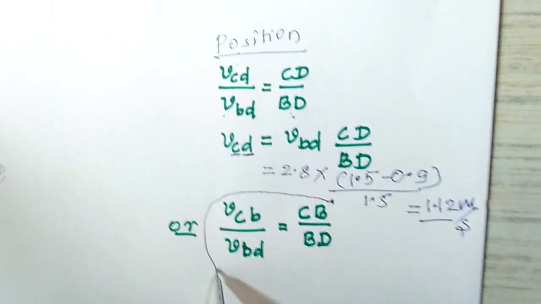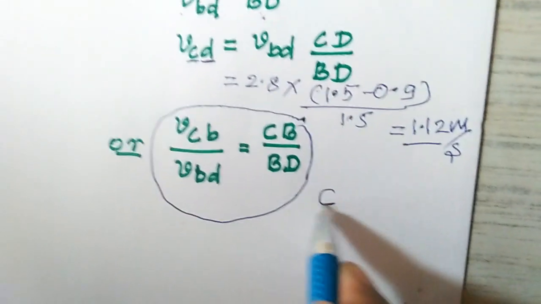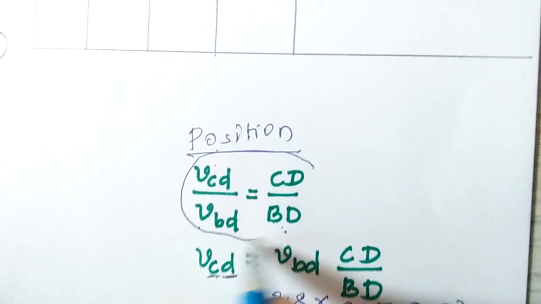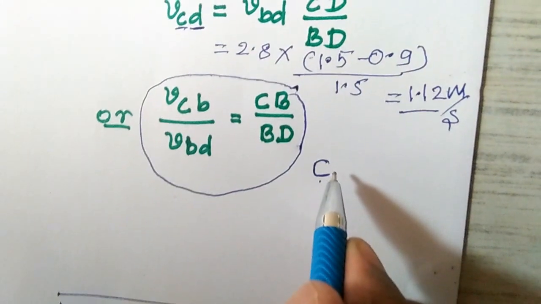And one more thing, by the ratio method also you can find the position of C. This is also a method to find the position of C.